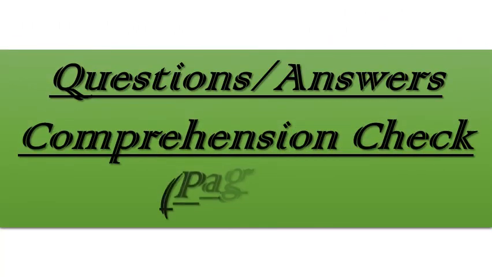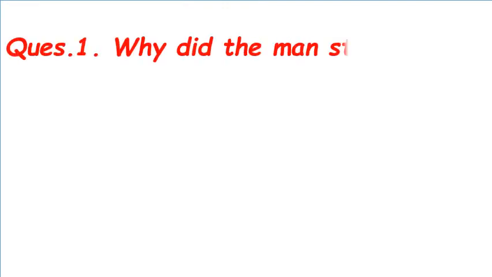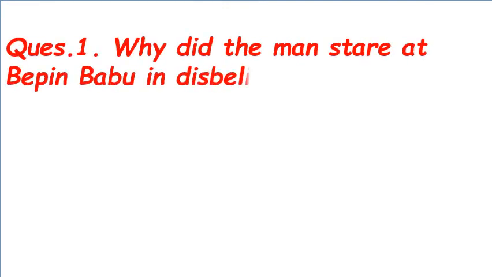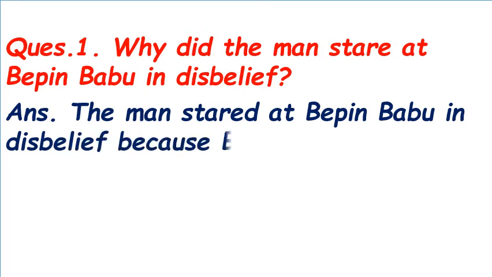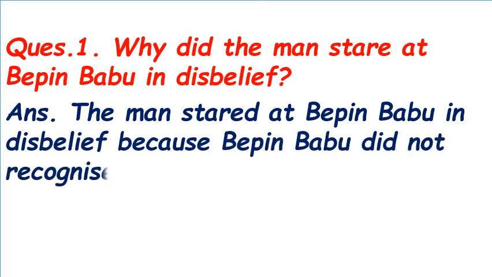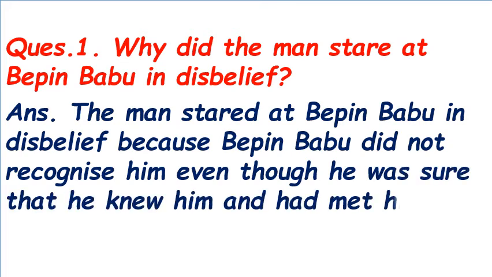So now let's discuss the question answers in detail. Comprehension check, page number 61. Question number 1 is, why did the man stare at Bepin Babu in disbelief? The answer is, the man stared at Bepin Babu in disbelief because Bepin Babu did not recognize him, even though he was sure that he knew him and had met him in Ranchi.